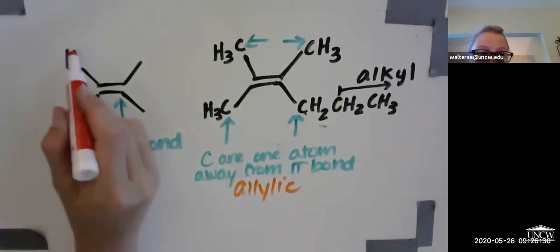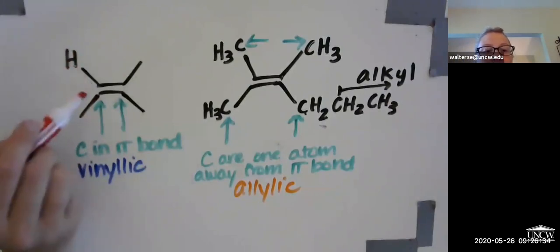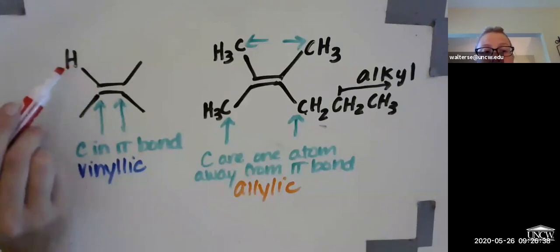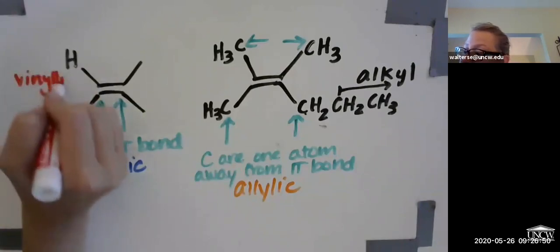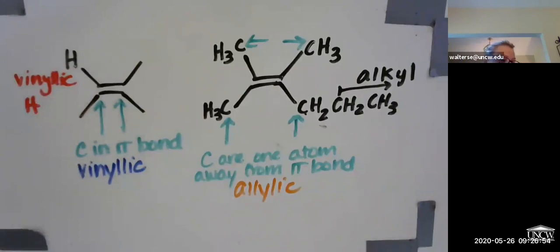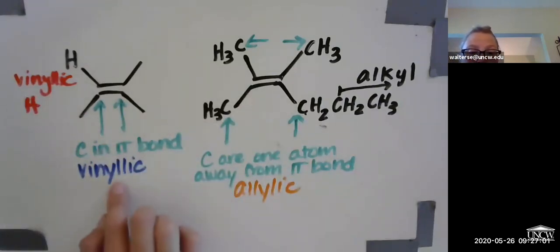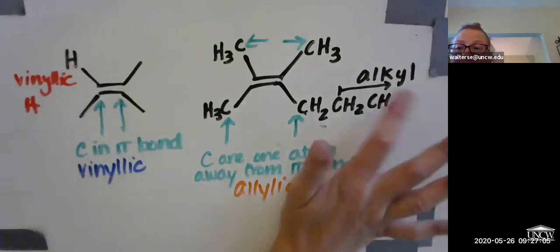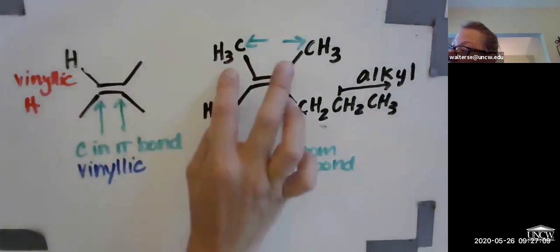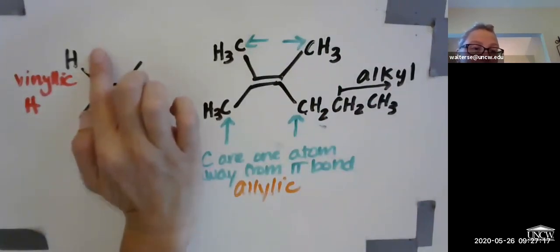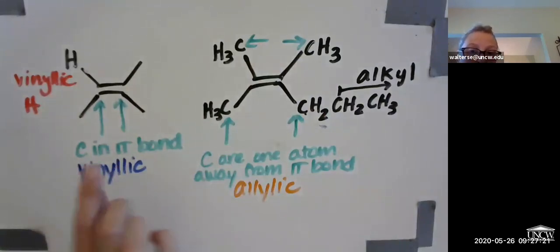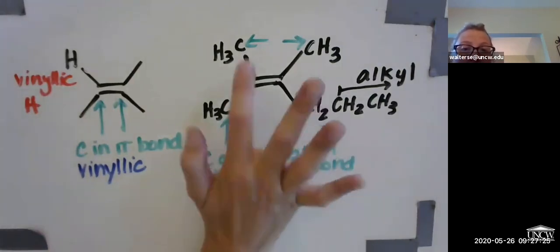Now, the reason I have this hydrogen here is because it is one atom removed from a pi bond. But this hydrogen is not called allylic. It's bonded to a vinylic carbon, so it's called a vinylic hydrogen. It's important to have these names: vinylic, allylic, alkyl, and to determine, when you're one atom away, whether you're considered allylic or vinylic. It's only hydrogens that are considered vinylic off of a vinylic carbon. If you have a carbon off a vinylic carbon, then it's allylic.